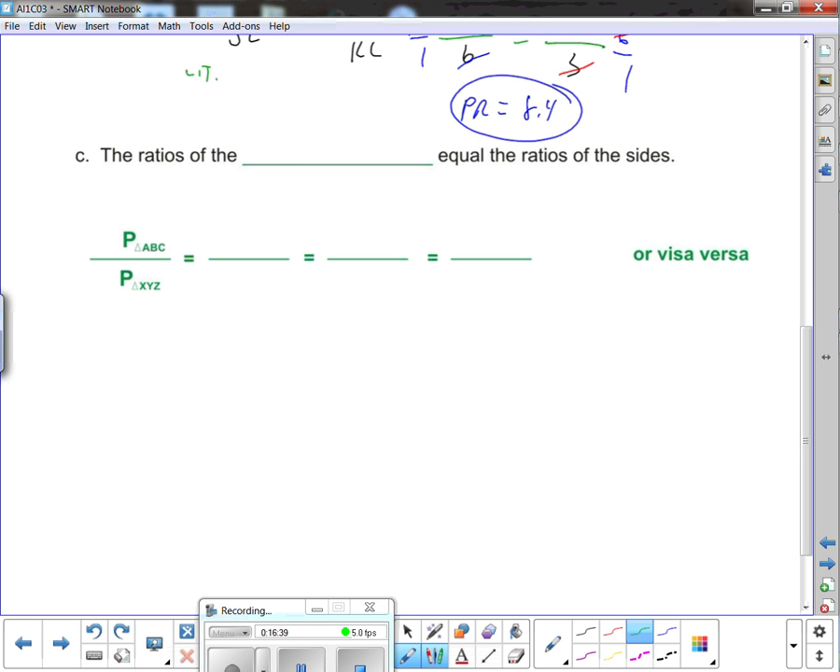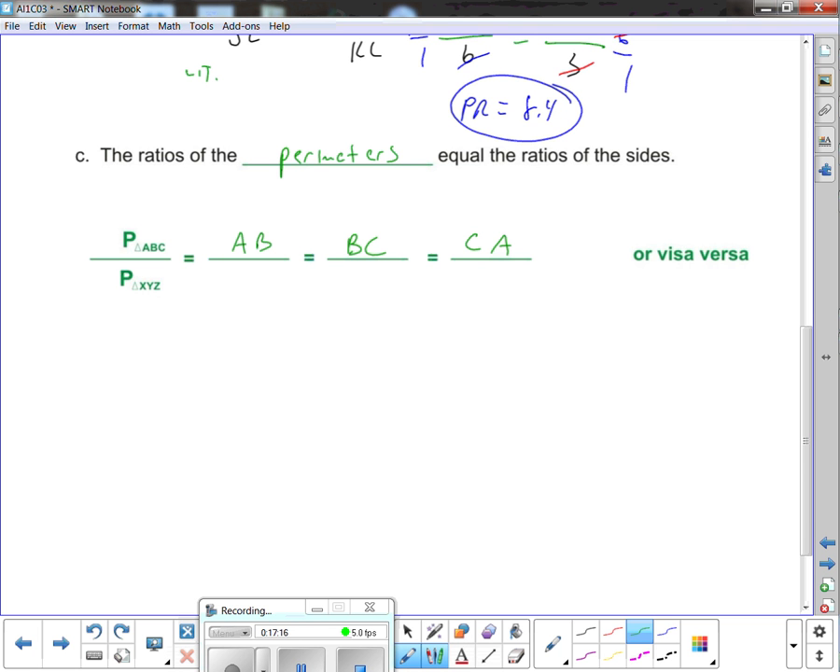Here's a relationship. The ratio of the perimeters equals the ratio of the sides. So you can figure out perimeter the same way. So notice I have the perimeter of triangle ABC over the perimeter of triangle XYZ. So now I'm just going to list the sides of triangle ABC. So you got a side AB, right? You got a side BC. You got a side CA.